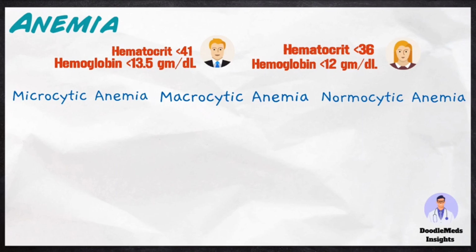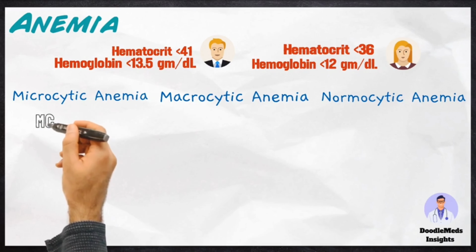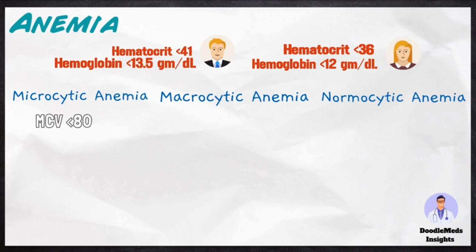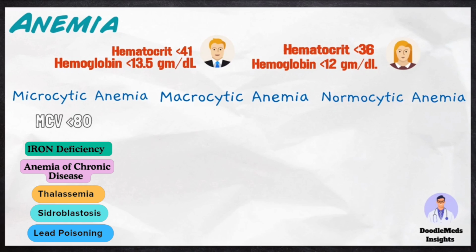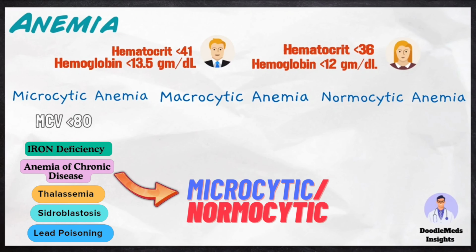Microcytic anemia means a low mean corpuscular volume less than 80. These are most commonly a result of iron deficiency, anemia of chronic disease, thalassemia, sideroblastosis, and lead poisoning. Anemia of chronic disease can be either microcytic or normocytic.